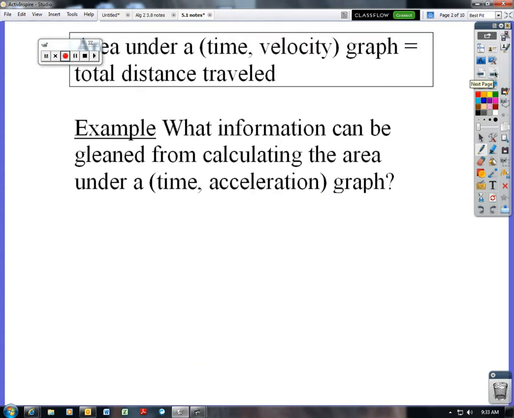And that's summarized here in the box. Anytime you find the area under a velocity graph with respect to time, that will give you the total distance traveled over that time interval. We need to specify that, over the given time interval. That's very important, actually.